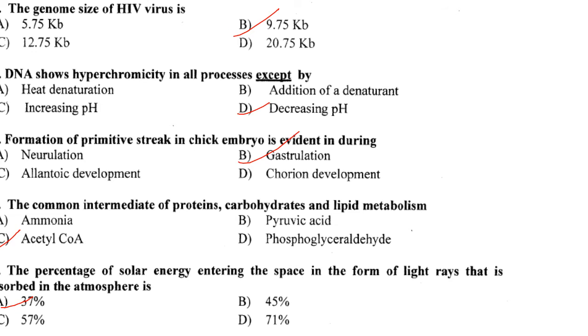B. DNA shows hyperchromicity in all processes except by. So hyperchromic effect is the striking increase in absorbance of DNA upon denaturation. So DNA shows hyperchromicity in all of the processes except by decreasing the pH. Then formation of the primitive streak in chick embryo is evident during the gastrulation stage. Then next one. The common intermediate of protein, carbohydrate and lipid metabolism is acetyl-CoA. So answer is option C. The percentage of solar energy entering the space in the form of light rays that is absorbed in the atmosphere is 37%. Answer is A.